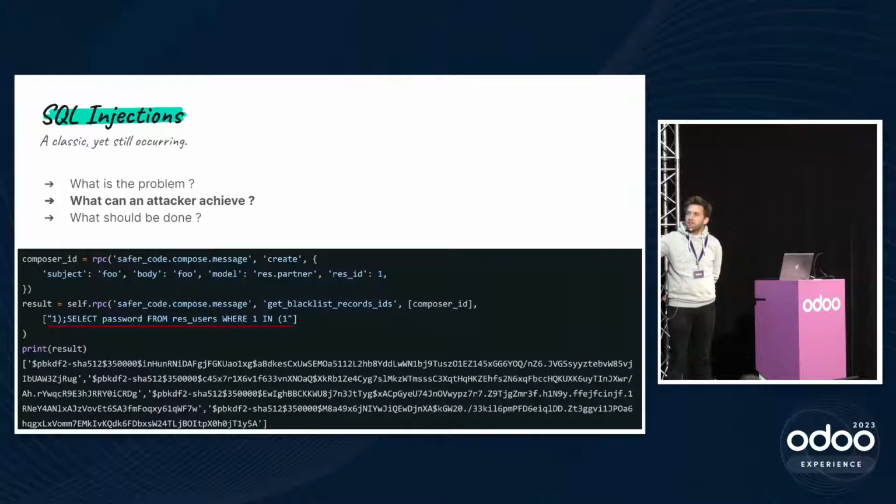And in this case, we just show that you can call a public method on a model and have the password hopefully encrypted of the database. What should be done to avoid this?